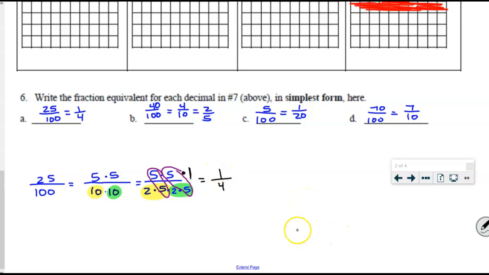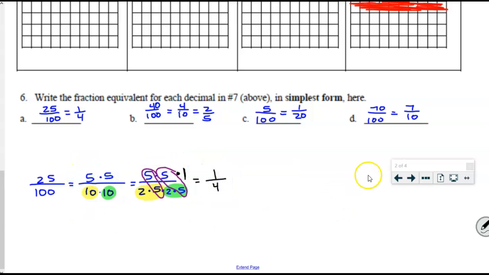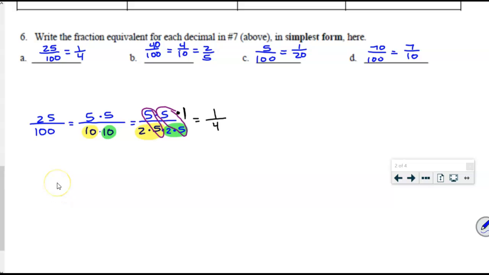So again, there are lots of ways that you can simplify fractions. That is the way that I think works out the very best. Let's practice that with part B. Again, we already know the answer. We already know that it simplifies to 2/5. Let's break it down into its prime factors though. So I have 40 out of 100.